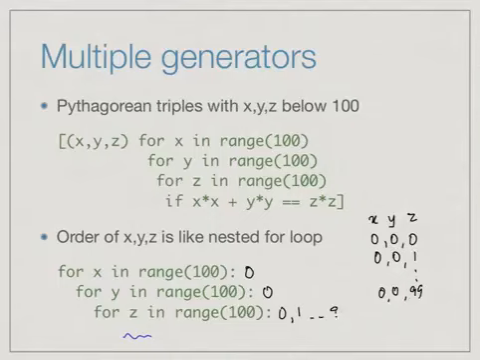When z reaches 99, this for loop will exit and we'll go to 1. So I'll get 0, 1, 0, down to 0, 1, 99 and so on. So the innermost for, z, will cycle first, then y, and then x will cycle slowest. So just remember that.